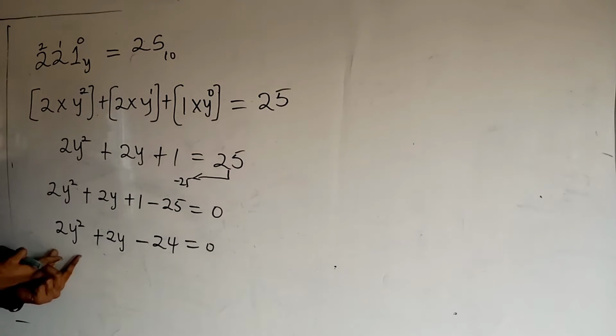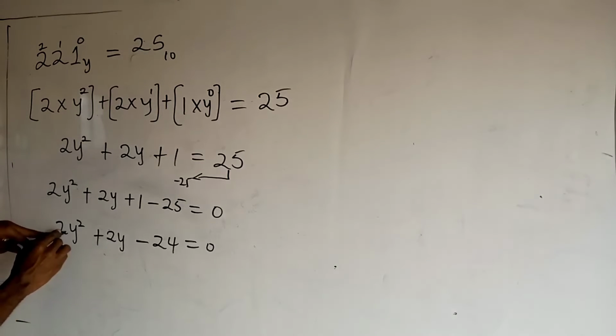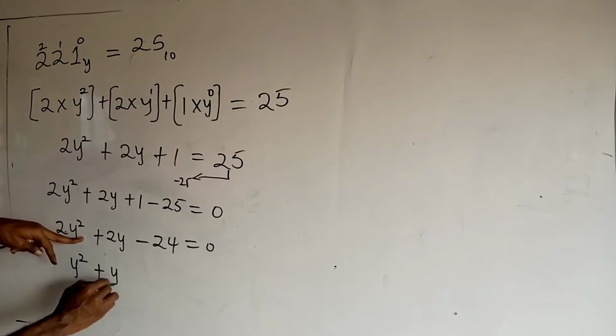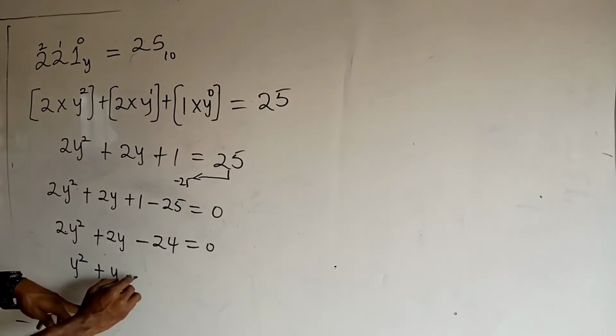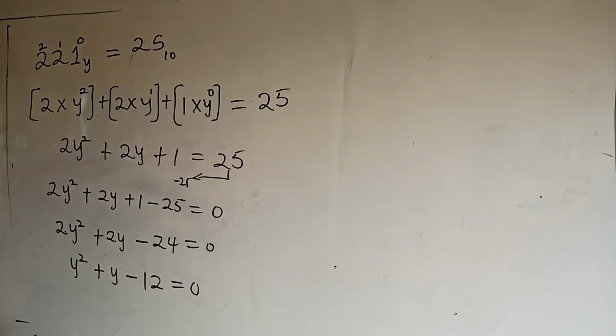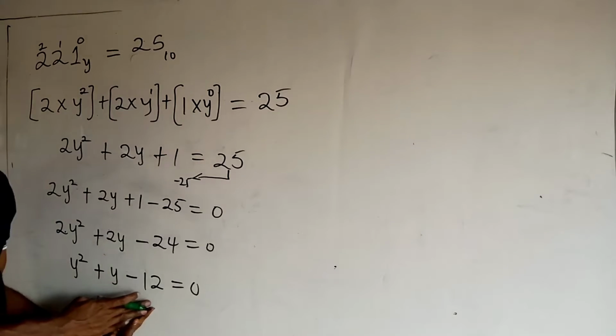Now there's a common term here which is 2. So if I divide all sides by 2, if I divide here by 2, I'll have y squared. If I divide here by 2, I'll have just y. If I divide here by 2, I'll have minus 12 equal to 0. Now we have a quadratic equation and we want to solve this quadratic equation.